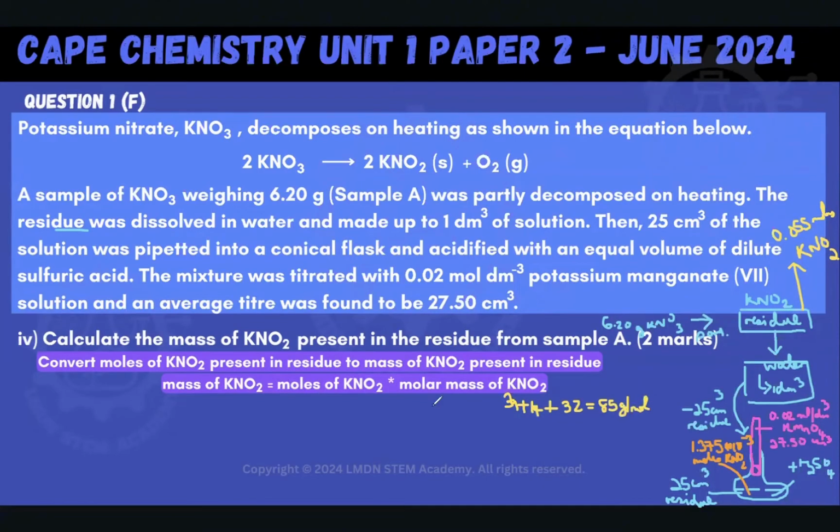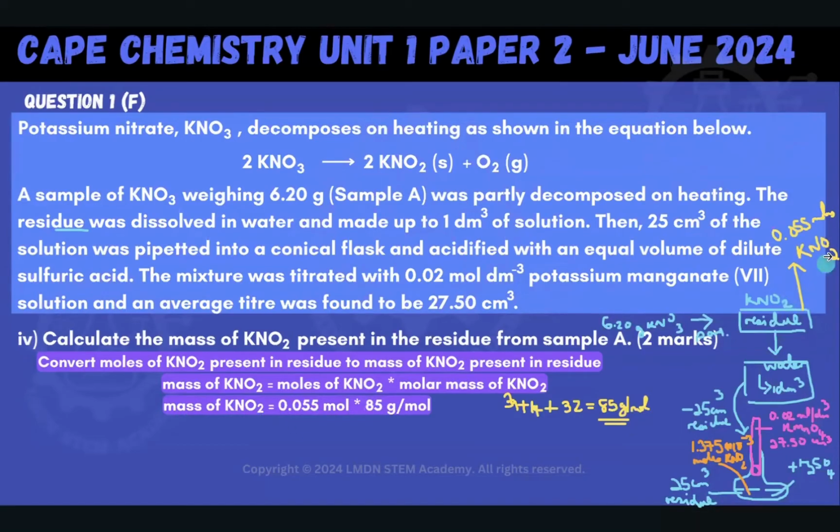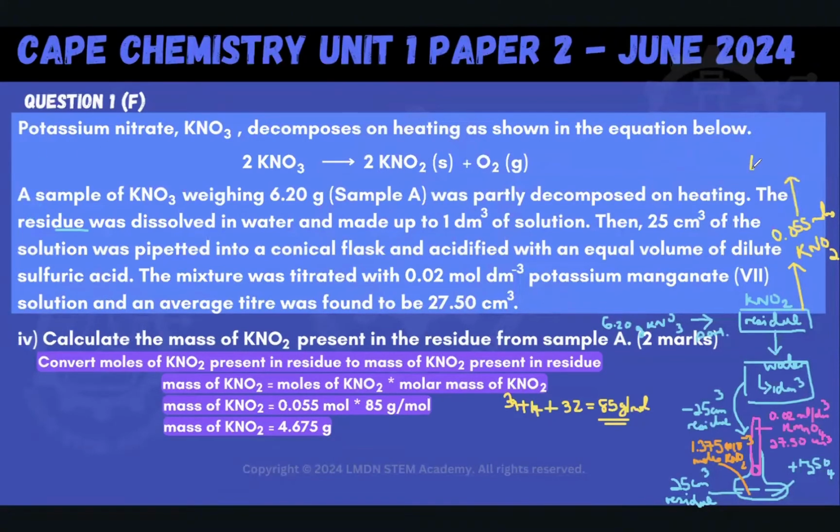So all we're going to do is take the 0.055 moles and multiply it by 85 to get the mass. Mass of KNO2 is equal to 0.055 moles times the molar mass of KNO2, which is 85. And so we end up with a value of 4.675 grams. I'm going to add that to our little figure as well: this mole amount turned out to be 4.675 grams of KNO2. That's the mass that was present in the residue.